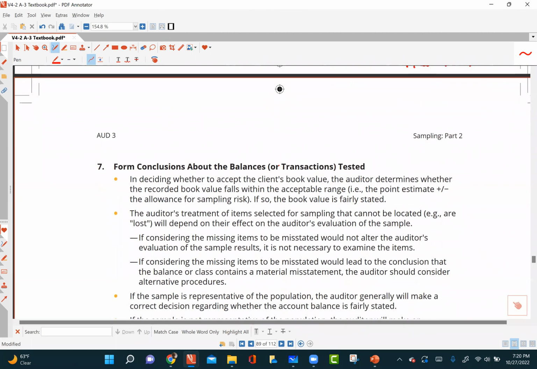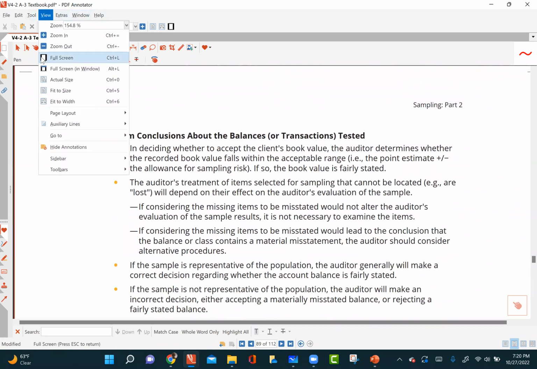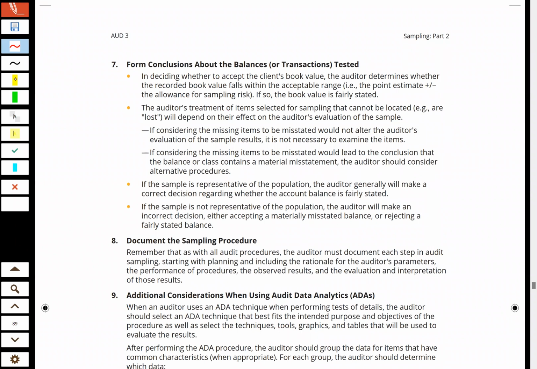Okay, good. Now what happens? Coming back to the next page here, we can form a conclusion as to whether or not we want to accept the client's balance, by taking the point estimate and giving ourselves a precision, which is an allowance for sampling risk. We know that the recorded balance was 4,500,000. I'm going to extend this example that we were just looking at.